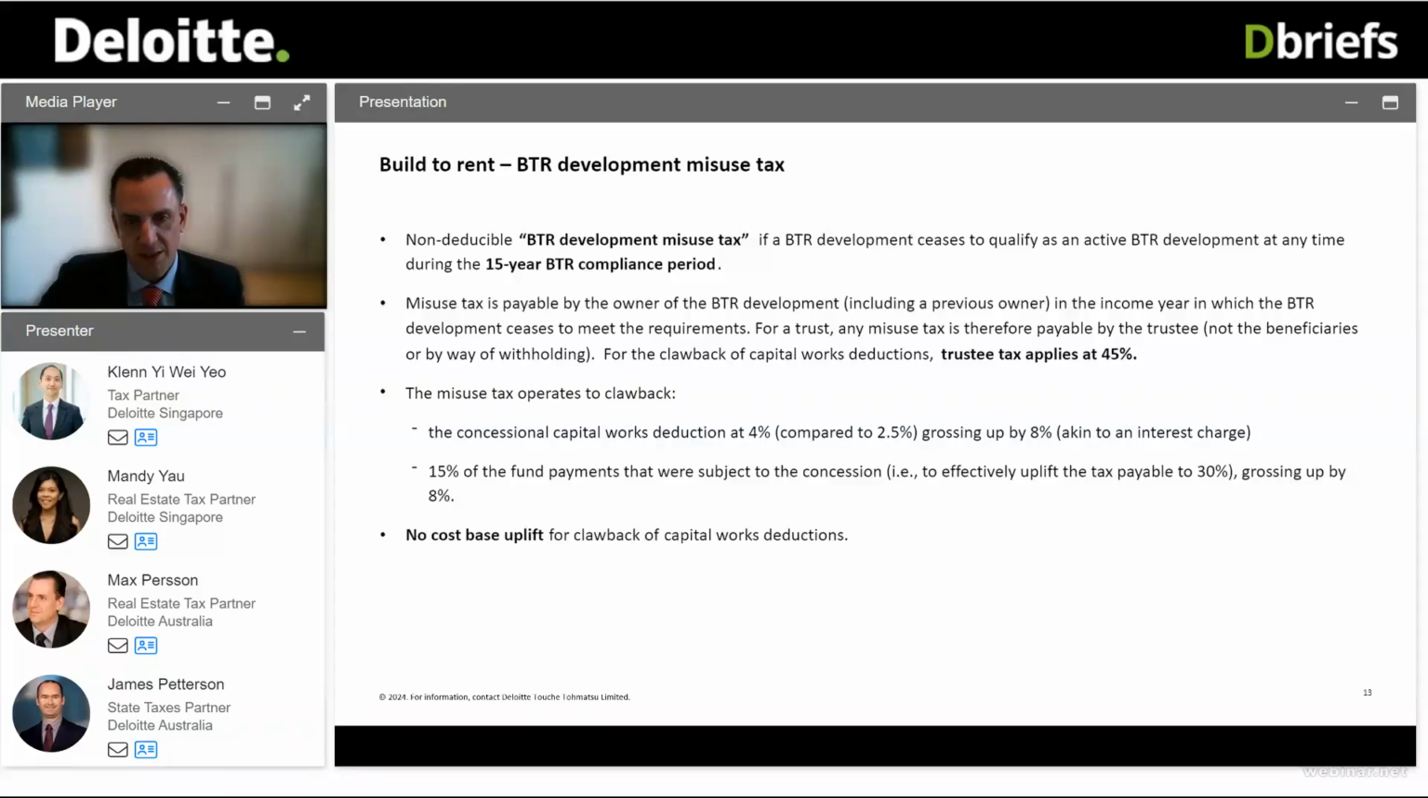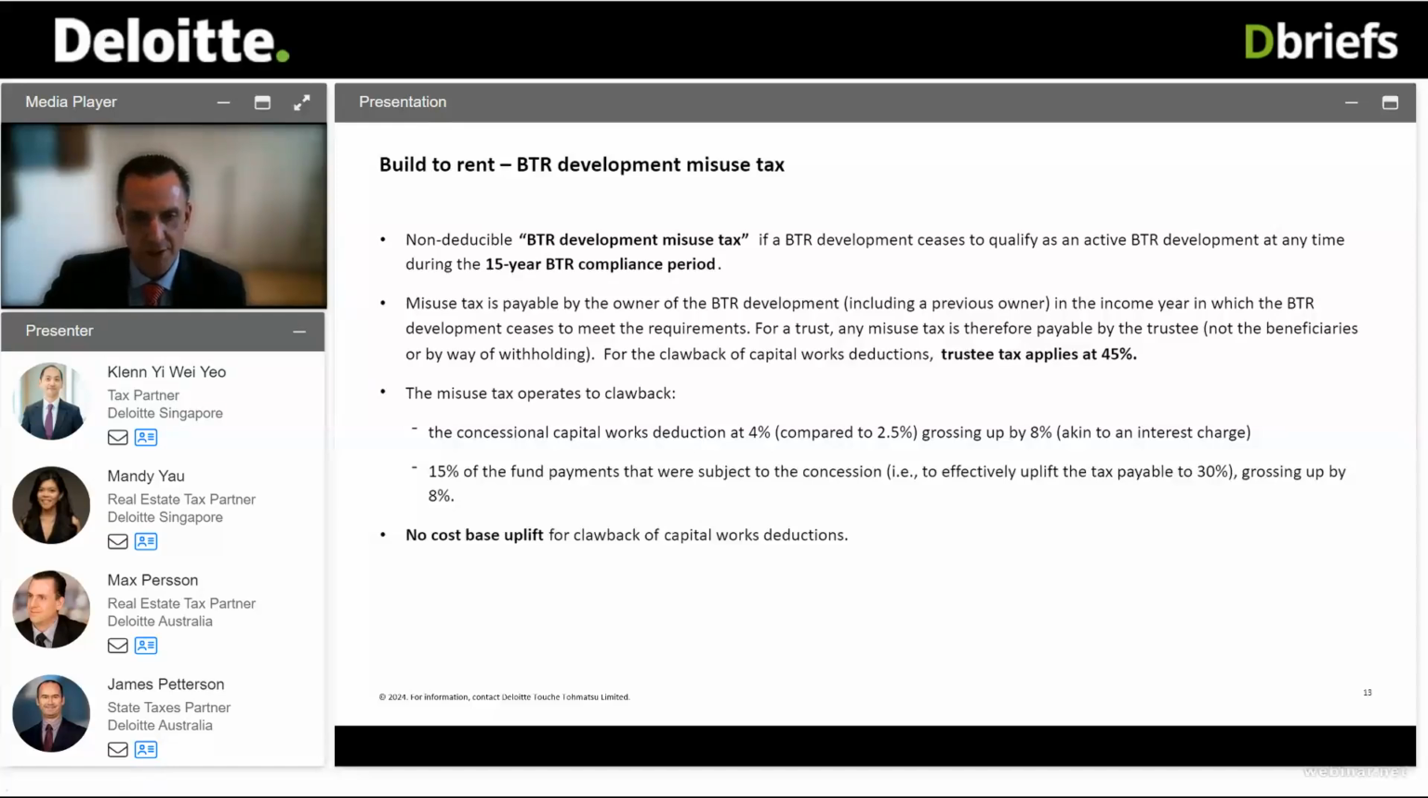The misuse tax is calculated to claw back the value of the concessions that have been claimed. So this would be the difference between the concessional 4% depreciation rate and 2.5%, or the difference between a concessional 15% MIT withholding rate and 30%. An 8% gross up is also applied, which is akin to a kind of interest charge.